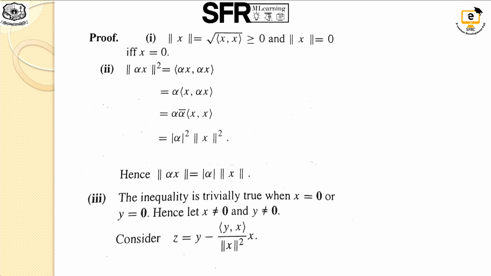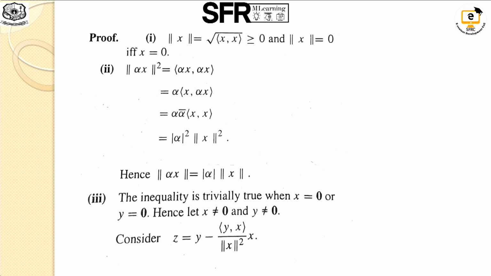In complex number properties we know that z times z bar equals mod z square. So here we have alpha alpha bar, which becomes mod alpha square, into the inner product of x comma x, which is norm x square. So finally when you take the square root, it becomes norm alpha x equal to modulus alpha into norm x.